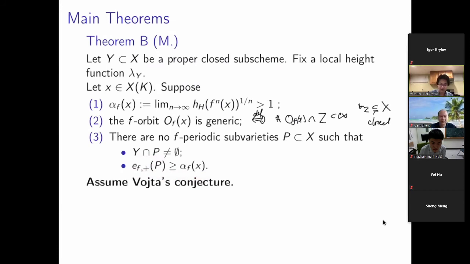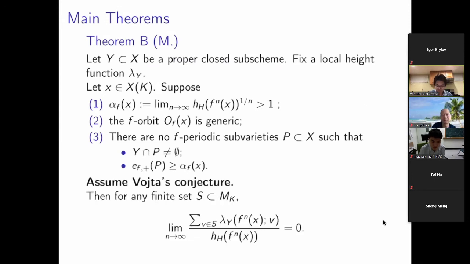And further, we actually need Vojta's conjecture. This is a huge conjecture in Diophantine approximation, and I'll talk a little about this conjecture later. But the conclusion is the same: this limit goes to 0 in the local case. So these are the main theorems.